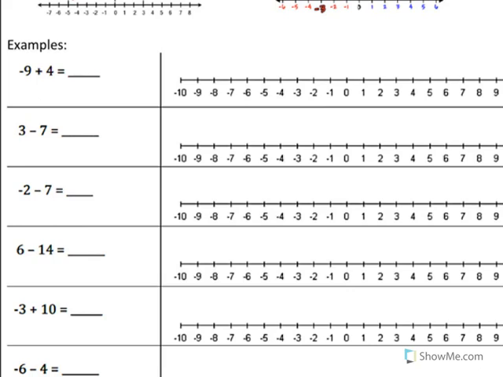Alright, so I'm going to start at -9. So -9 is here. And then I'm going to move to the right. The plus sign tells me I'm going to the right because all the positive numbers are to the right. So the plus sign tells you to go to the right. I'm going to go positive 4 units. So 1, 2, 3, 4. And I land on -5.